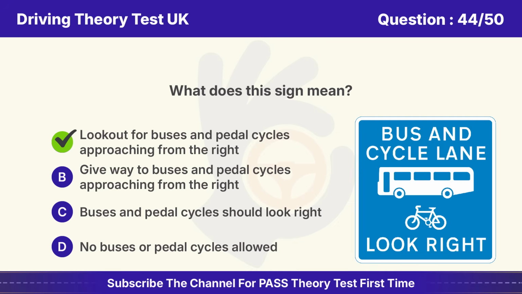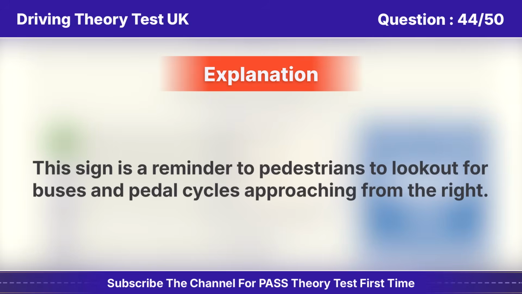Answer is A. Look out for buses and pedal cycles approaching from the right. This sign is a reminder to pedestrians to look out for buses and pedal cycles approaching from the right.